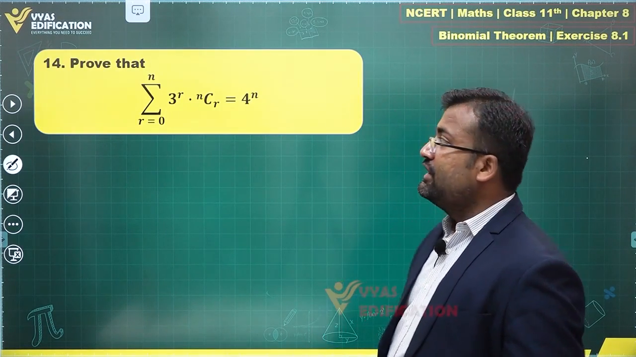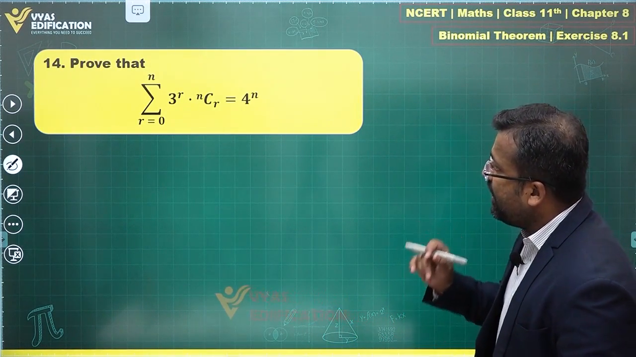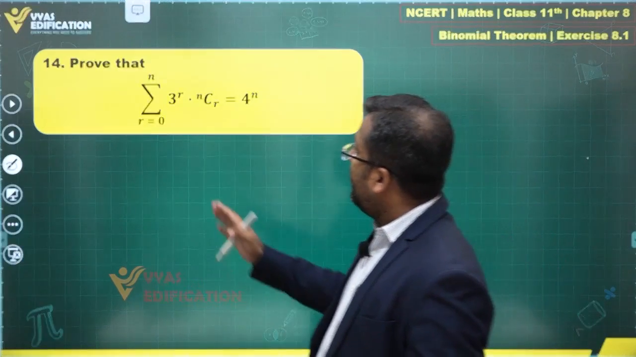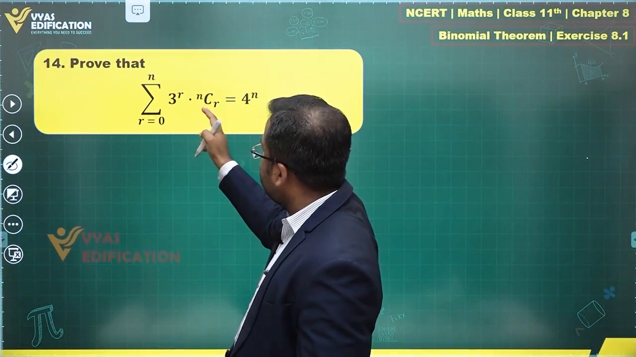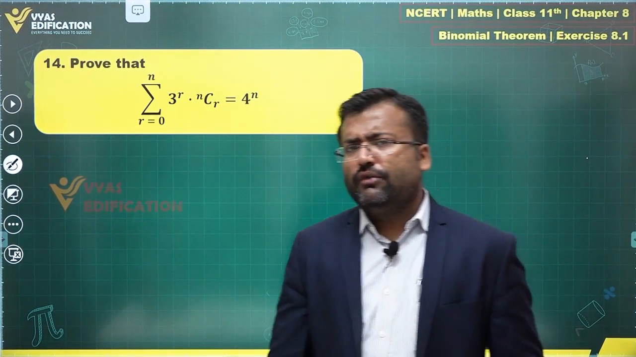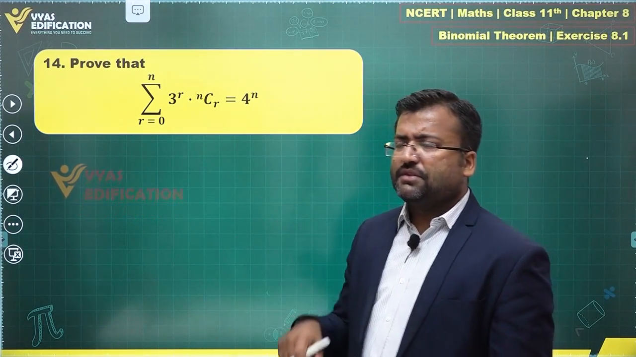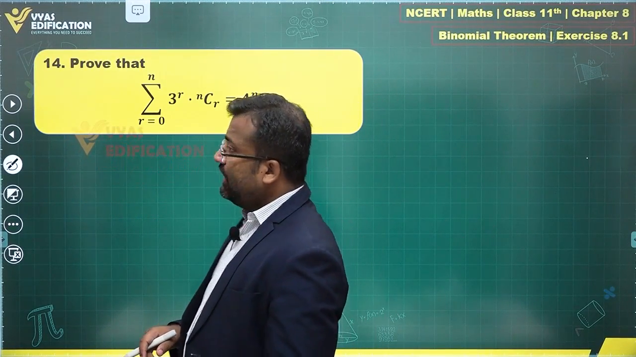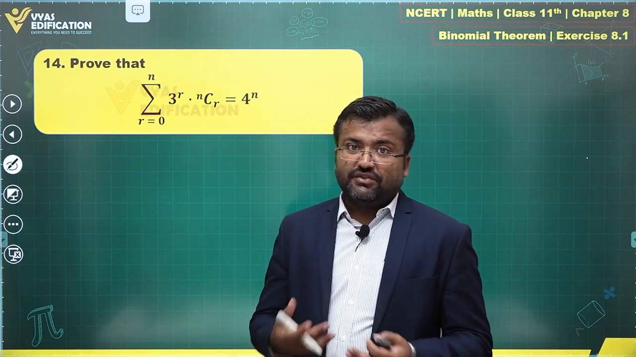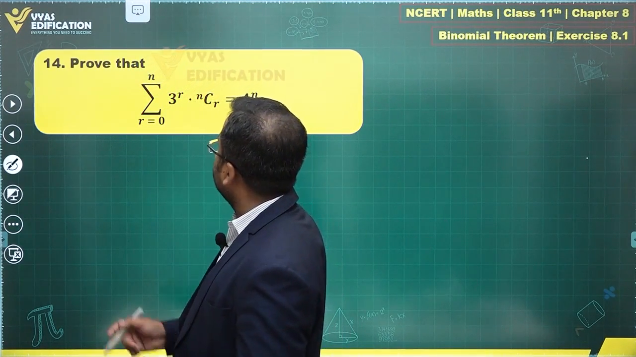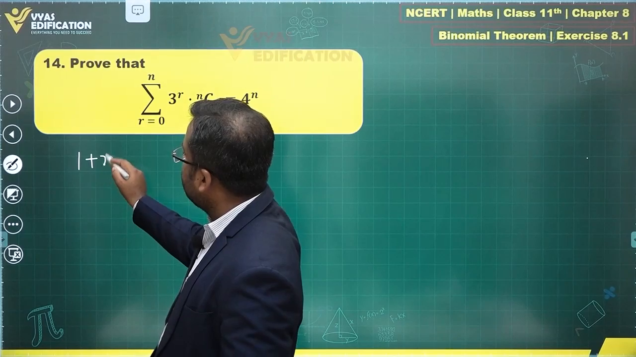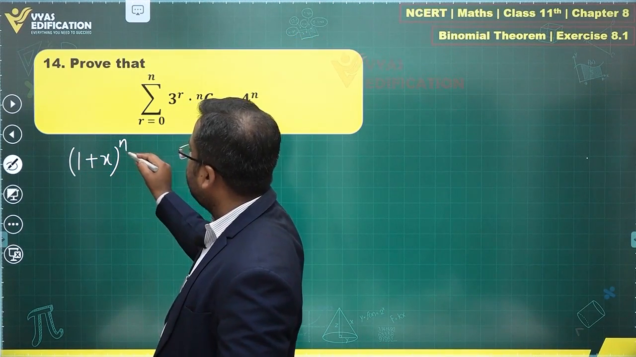Let's try to solve this question next. Prove that sigma r equal to 0 to n, 3 power r times nCr is equal to 4 power n. How do we go about proving this one? Let's observe. Can we begin with some kind of expression first of all? Yes, maybe. What we can do is write the expansion of (1 plus x) power n. Can you help me write the expansion of this?